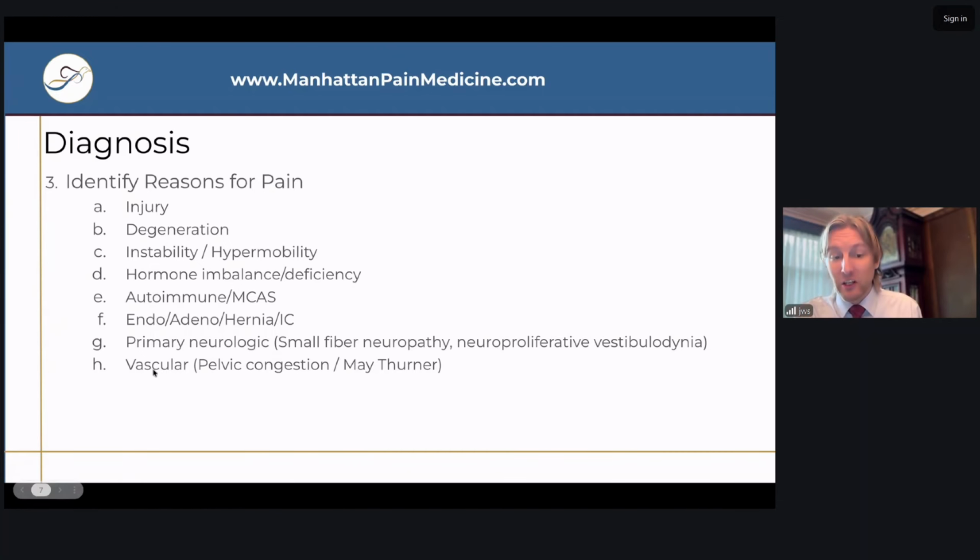And then we see vascular issues. These are mostly venous compression disorders or venous congestion. So pelvic congestion syndrome, May-Thurner, I mentioned renal vein stenosis, also called nutcracker.